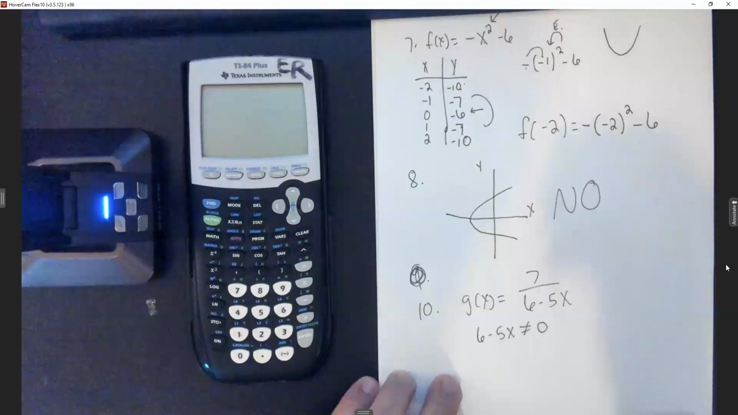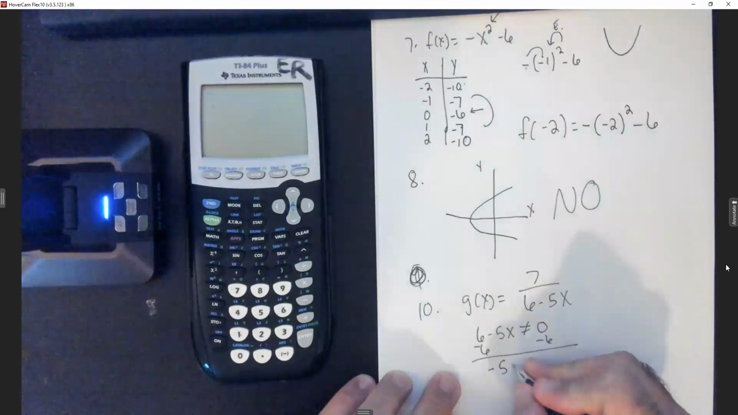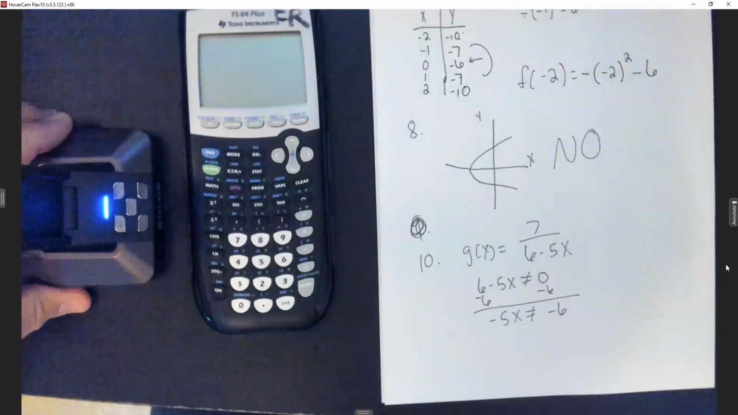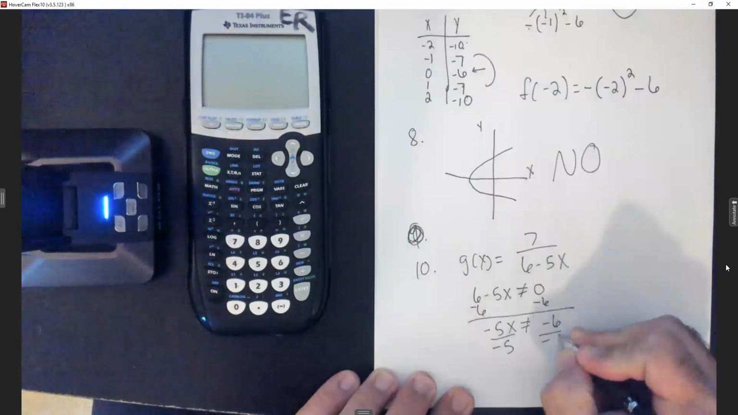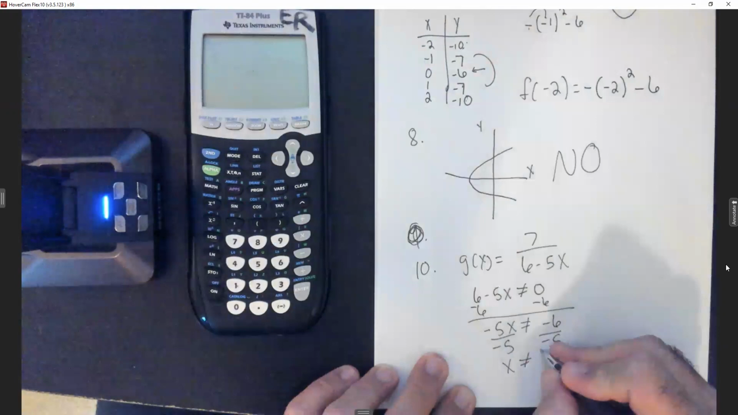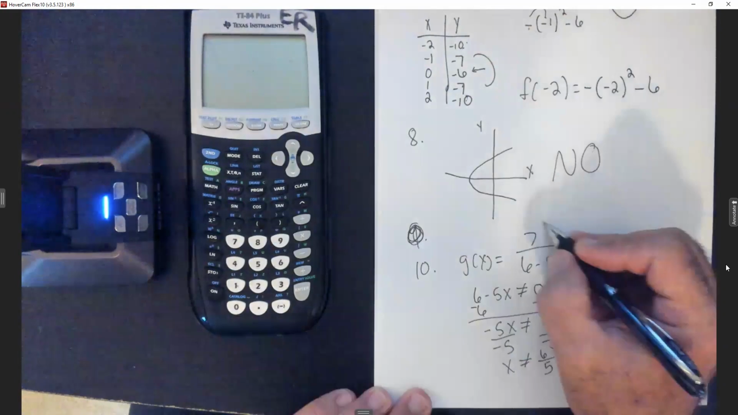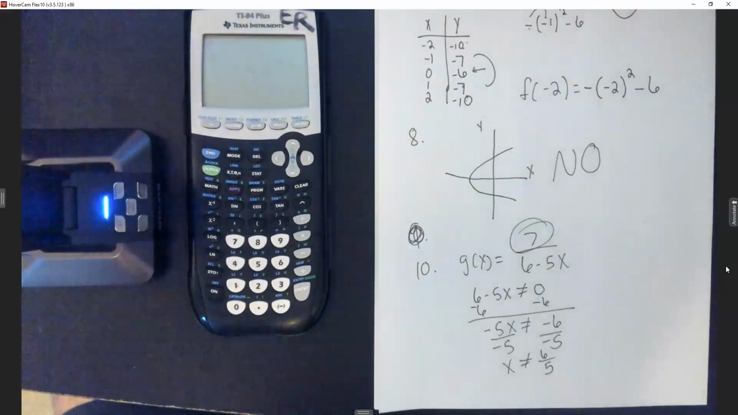So to solve this, I want to subtract 6. So negative 5x cannot equal a negative 6. And then solve that by dividing by that negative 5, so that I get x cannot equal. Remember, these 2 negatives will make that a positive 6/5. Now, I didn't do anything with the top, so you're not going to do anything with the top of that fraction. The only thing that makes a fraction undefined is if the denominator equals 0.